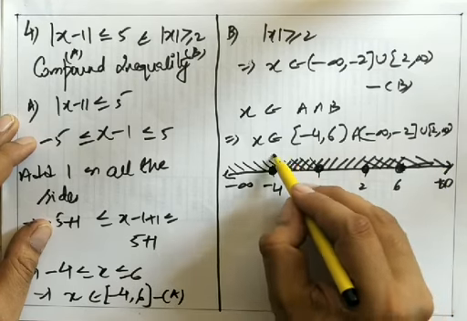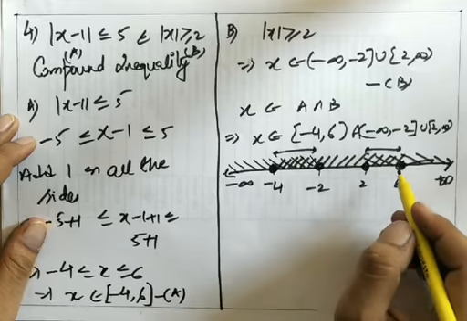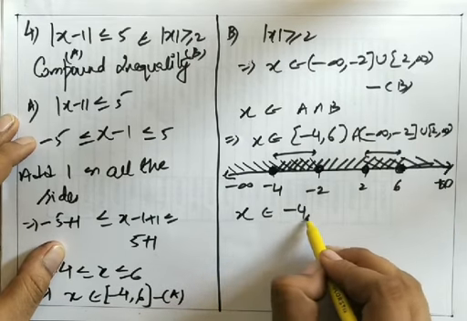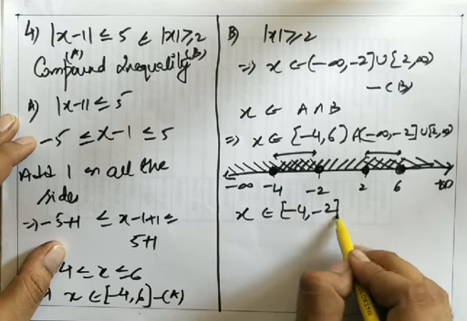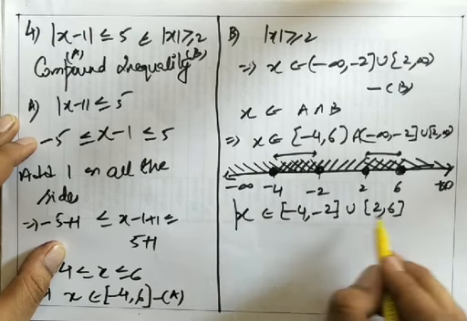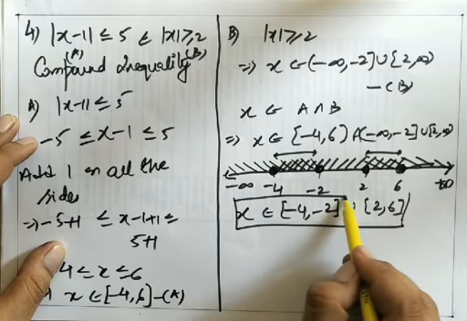So this part contains both the shades. So our answer has to contain both the shades. So this will give x belongs to [minus 4, minus 2] union [2, 6] in square brackets. This is the final answer to this question. So this is a very nice example of compound inequality.